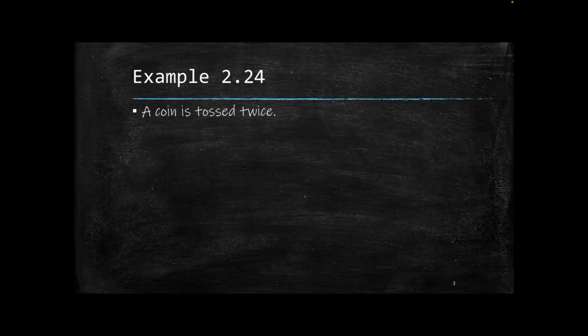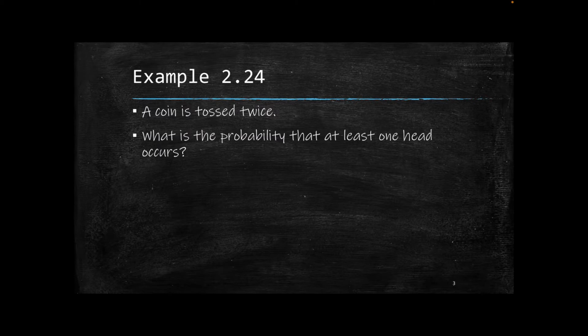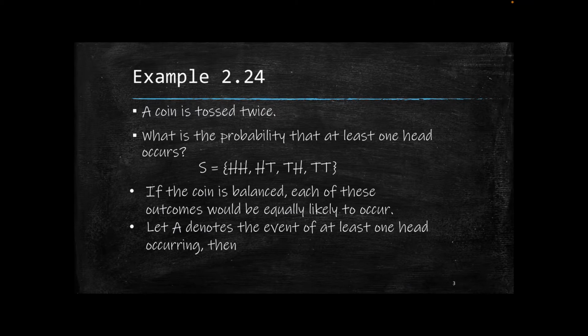Here is an example of a coin tossed twice. What is the probability that at least one head occurs? Here is the sample space. If the coin is balanced, each of these outcomes would be equally likely to occur. Let A denote the event of at least one head occurring. Then P(A) equals 1 over 4 plus 1 over 4 plus 1 over 4, which is equal to 3 over 4.